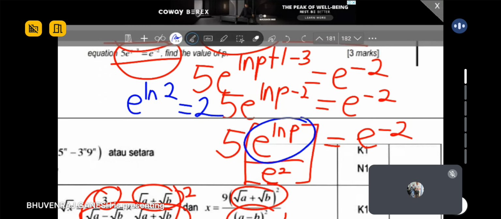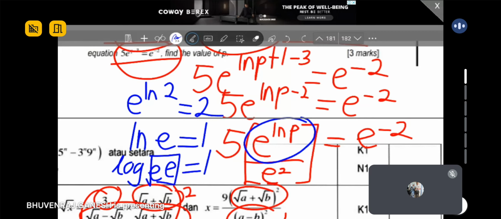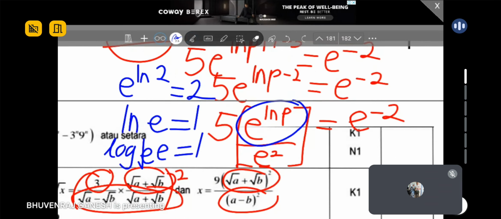So how do you know this? You just press the calculator. Yes, guys, this one is a fact, you all must know: ln e is 1. ln is log base e. Am I right? So you are applying the concept over here. Log e of e equals 1. Log b of b equals 1. Log a of a equals 1. Same concept. Alright.